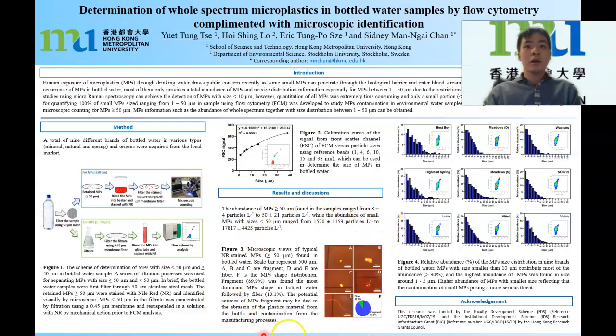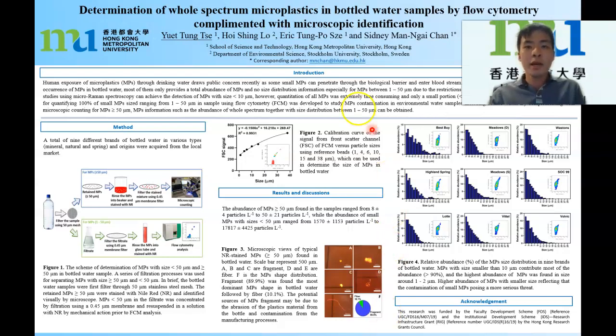Regarding the results, the abundance of microplastic with size larger than 50 micrometers was similar to other studies, and fragment microplastic was the dominant shape found in the samples. Our results showed that different brands and types of bottled water were all contaminated with microplastic. What's more, the abundance of microplastic smaller than 50 micrometers in size was dramatically higher than that of the large microplastic, by more than 30 times. The results reflect that the contamination of smaller microplastics poses a more serious threat to humans.